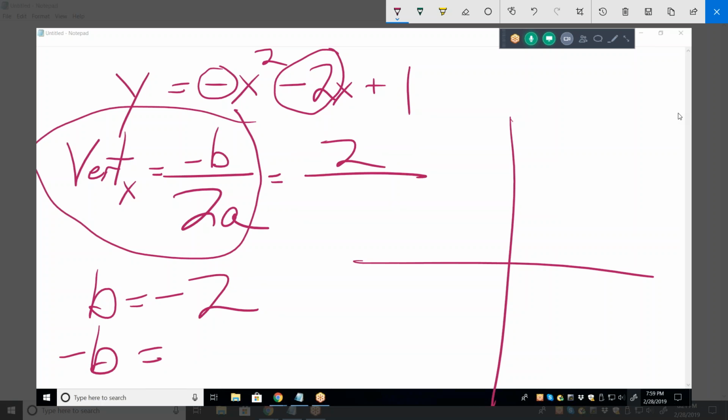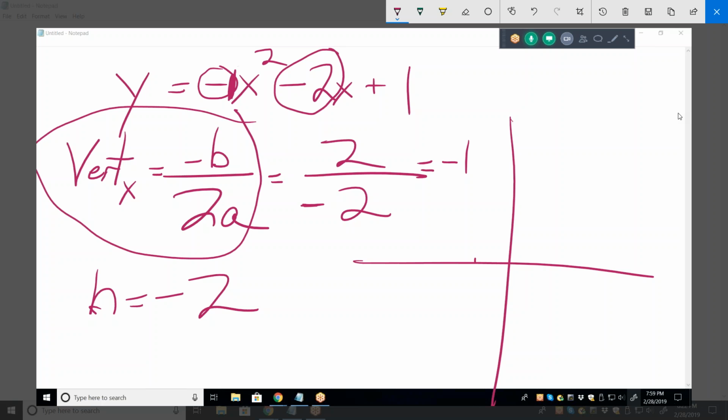What's a? 2a, so a is 2. Hold on. a is the coefficient of the x squared term. What is the coefficient of the x squared term? It's minus 1. Never forget that there's always a 1 there. So the coefficient of the x squared term is minus 1. Multiply it, 2a becomes minus 2. So the x-coordinate of the vertex is minus 1.